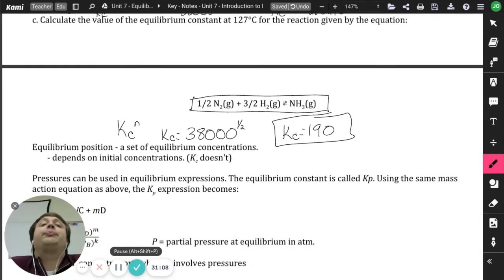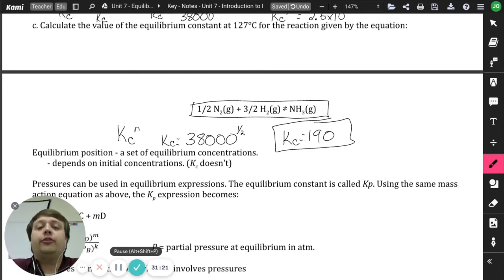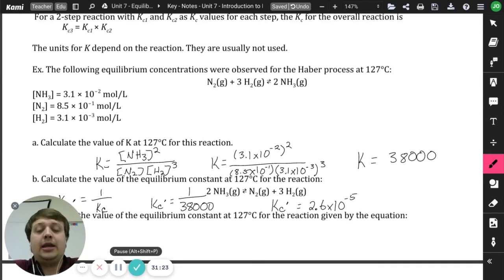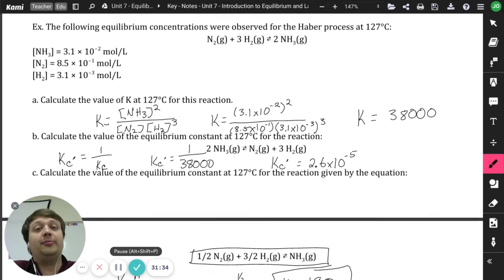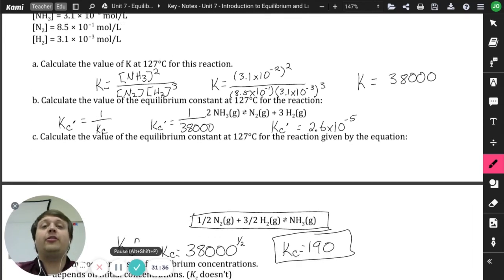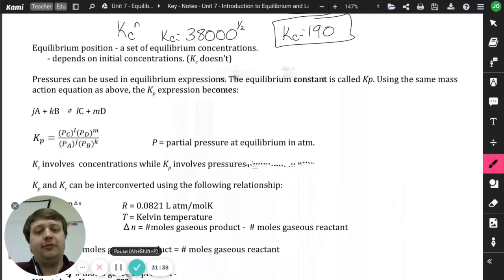Okay, so let's take a look at what all these numbers mean. Essentially, we've got an equilibrium position, which is my set of equilibrium concentrations. In the case of this reaction, my equilibrium concentrations are, for NH3, 3.1 times 10 to the negative 2, N2 would be 8.5 times 10 to the negative 1, and H2 would be 3.1 times 10 to the negative 3. That's basically the position we're talking about in terms of equilibrium.